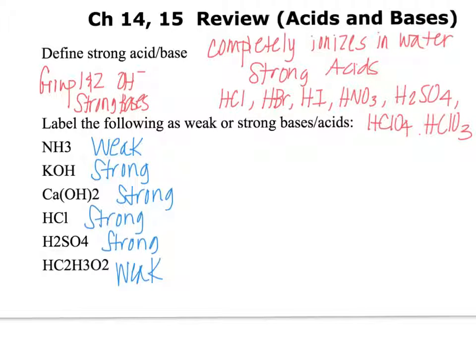NH3, not a hydroxide, so it's weak. The KOH and the calcium hydroxide, both group 1 and 2 metals, and so that would make them strong. HCl and H2SO4 are 2 of the ones we have listed as being strong. And this last one right here is acetic acid, and acetic acid is not one of the ones listed, so it is a weak acid.